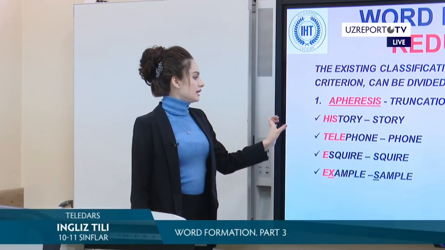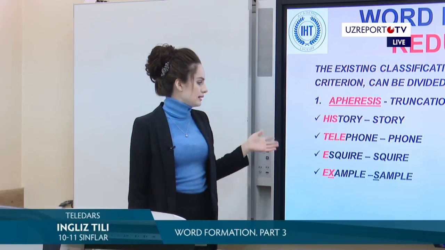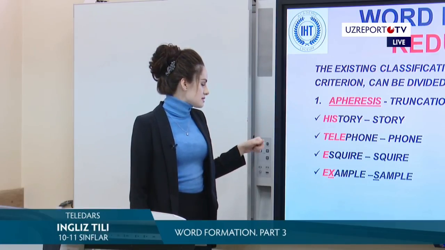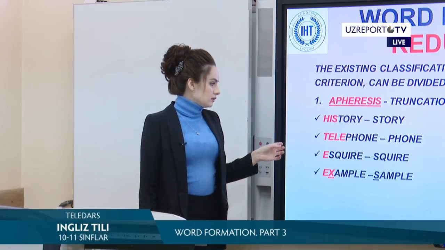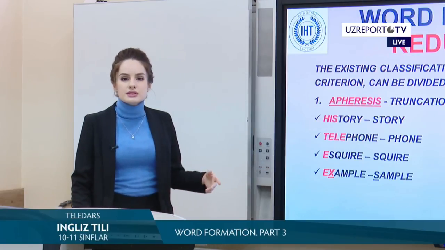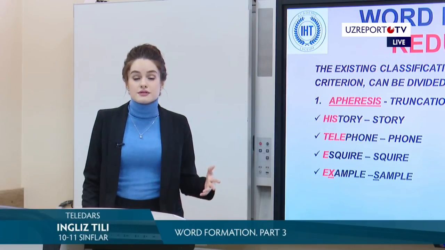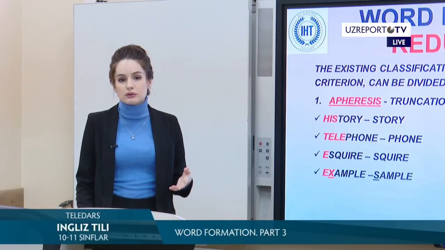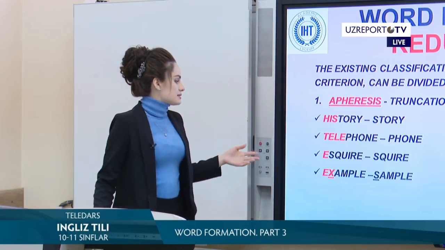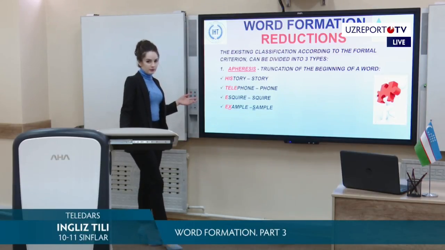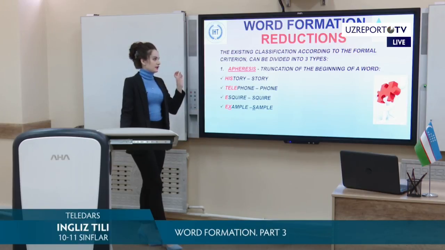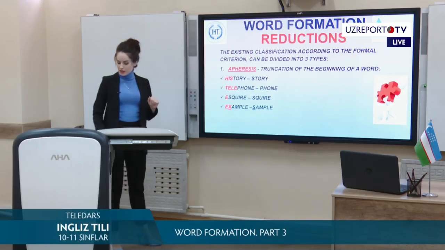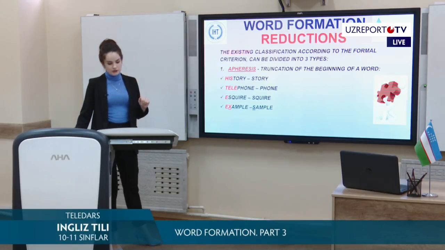Next one is telephone and phone. It's quite simple examples, you know these. Esquire or squire. Squire is a person who serves in army. Or you may say it's like a title, like lord or master. Example or sample. It's also the same. Please remember, truncation of the beginning of the word. It's one of the first type of formal reduction.